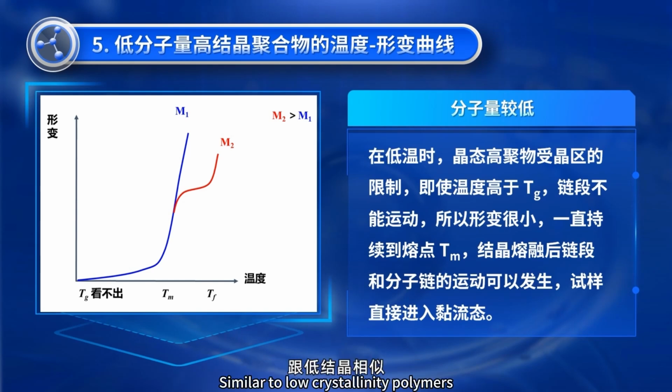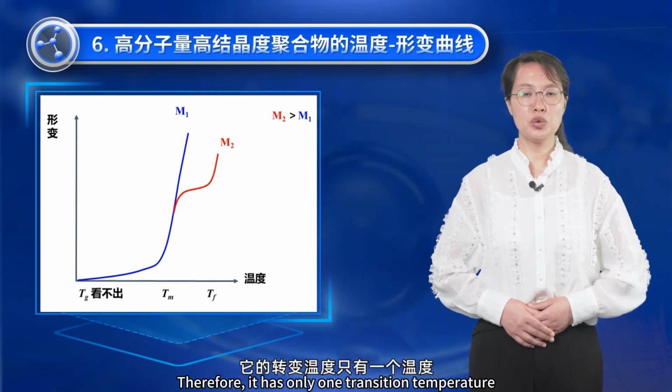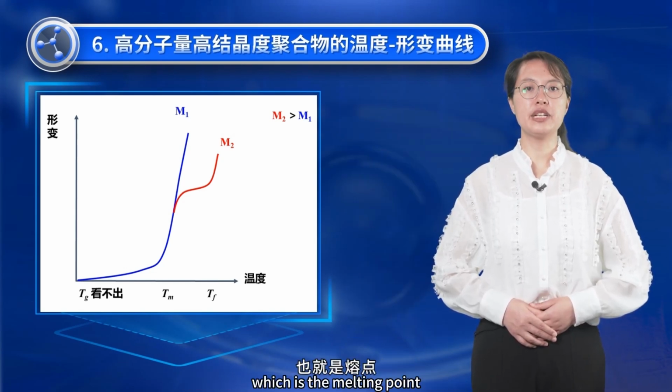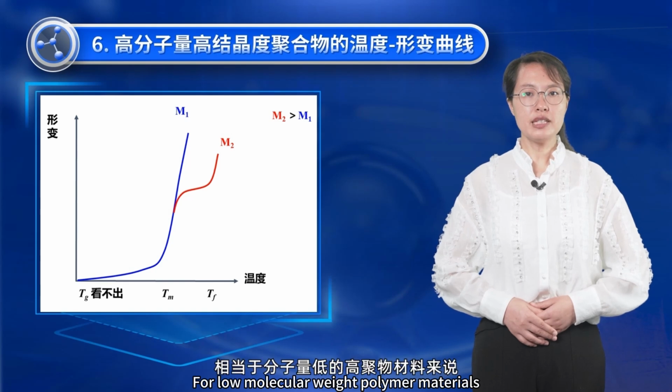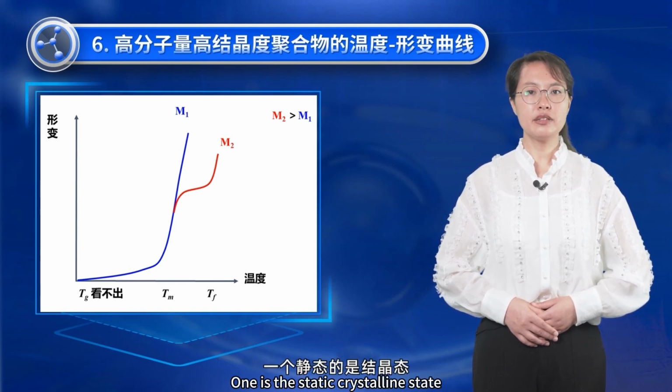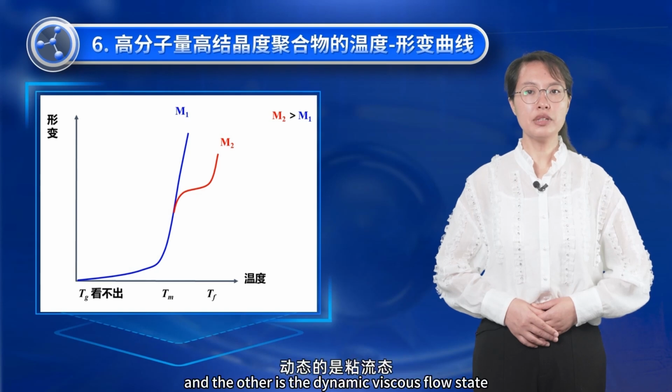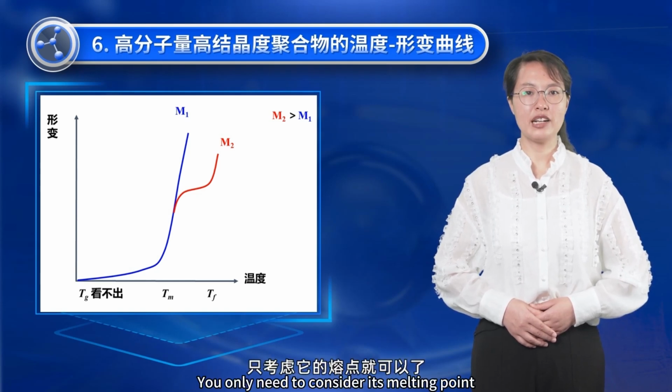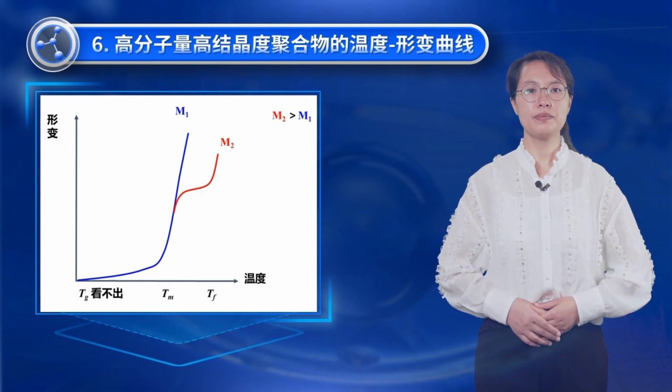Similar to low crystallinity polymers, after melting, it immediately enters the viscous flow state. Therefore, it has only one transition temperature, which is the melting point. For low molecular weight polymer materials, it has only two states. One is the static crystalline state, and the other is the dynamic viscous flow state. It is very simple. You only need to consider its melting point.